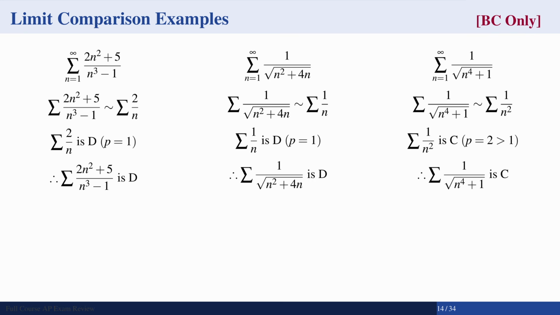It's really the best test. I mean, it's super fast. You can just look at things and know that they converge or diverge, and if you had to justify them, you would use the limit comparison test.